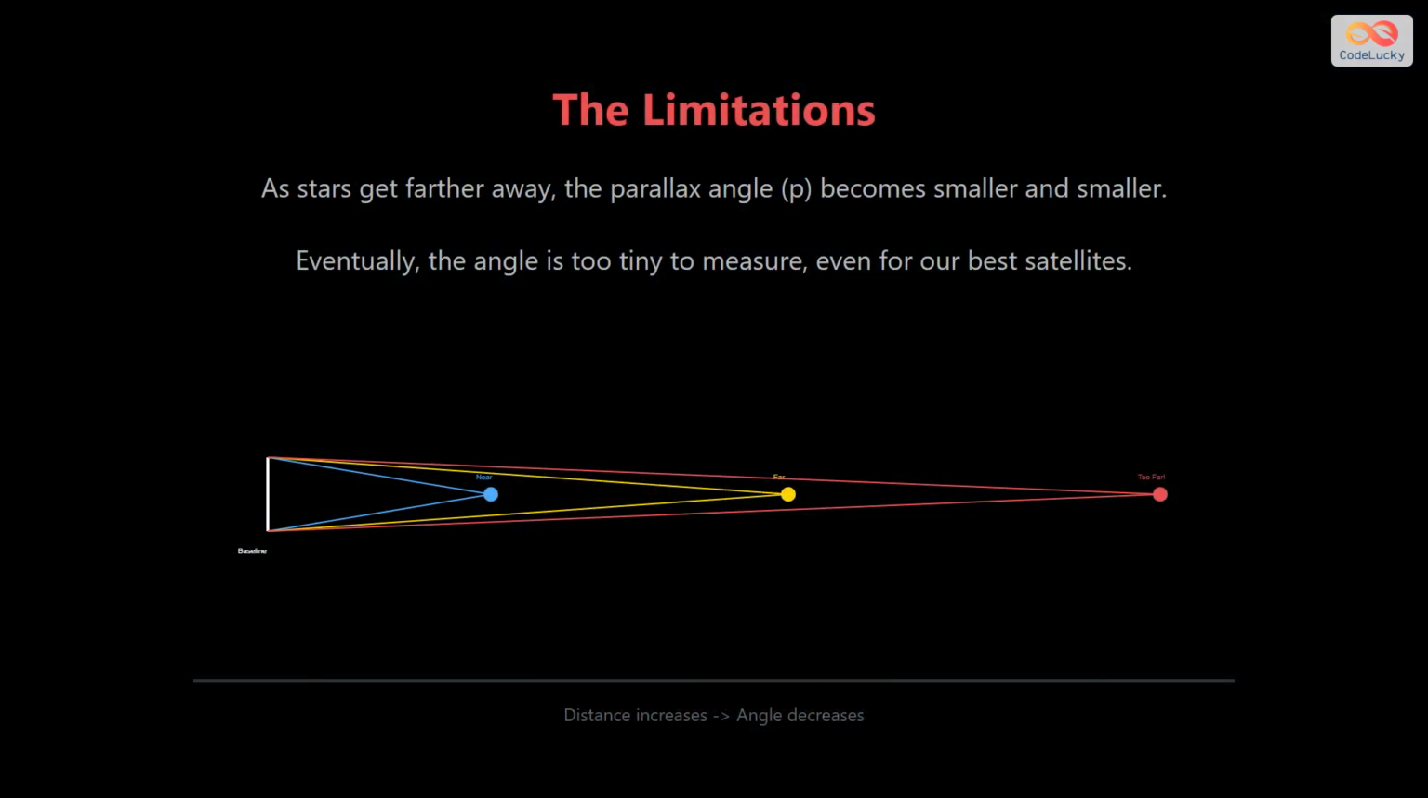There is a catch. As stars get farther away, the parallax angle becomes smaller and smaller. Eventually, the angle is so tiny that even our best telescopes cannot measure it accurately. This method, called stellar parallax, works best for our relatively close neighbors in the galaxy. For deeper space, astronomers have to rely on other methods.